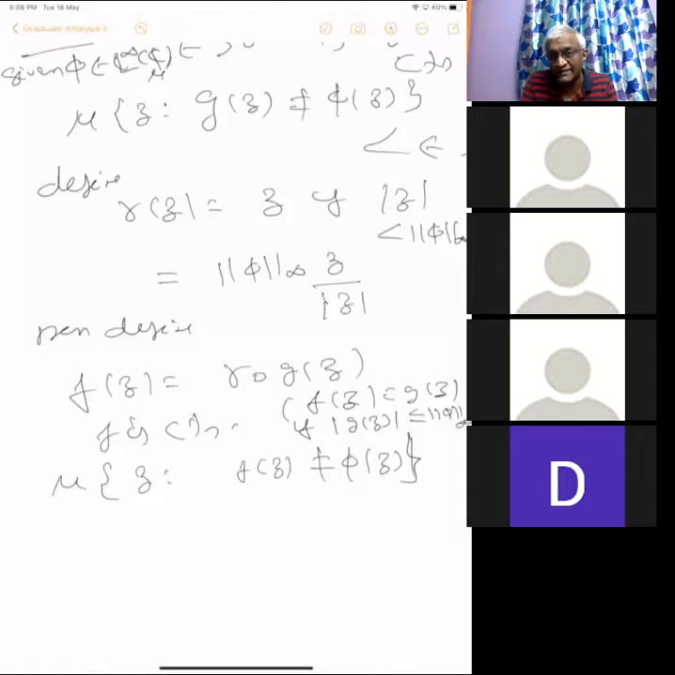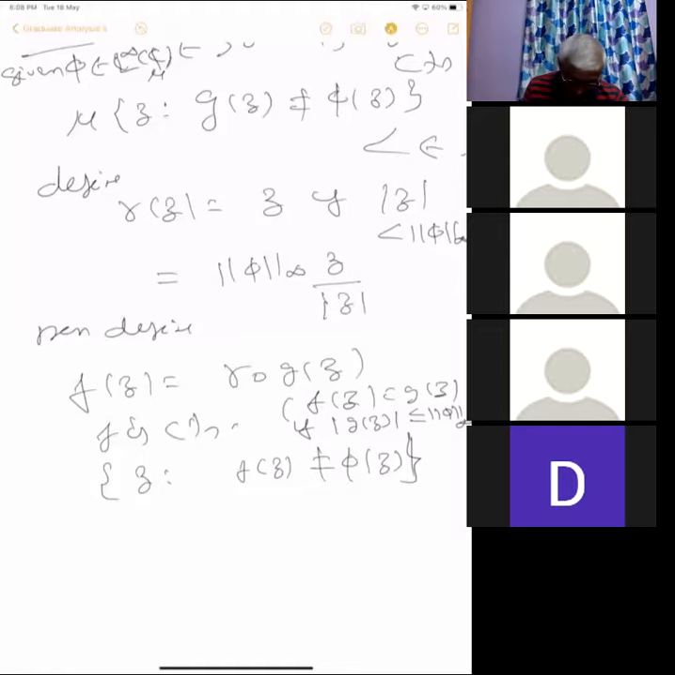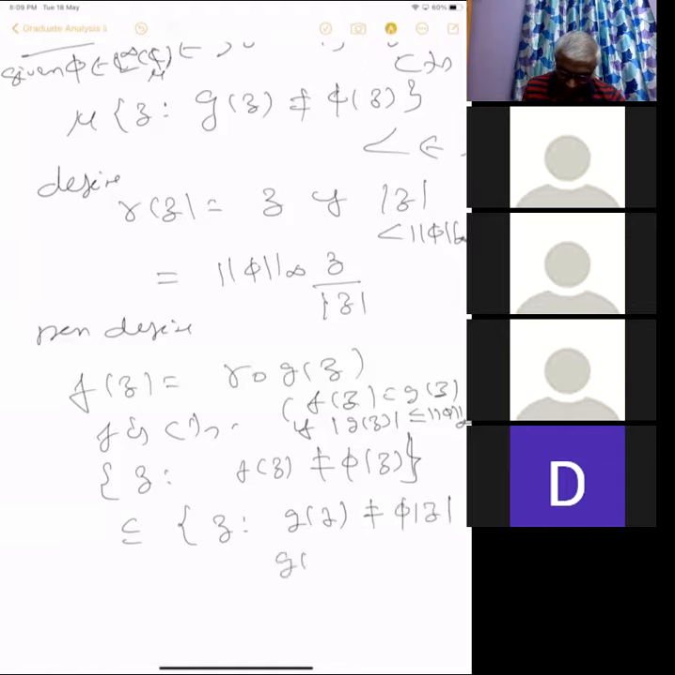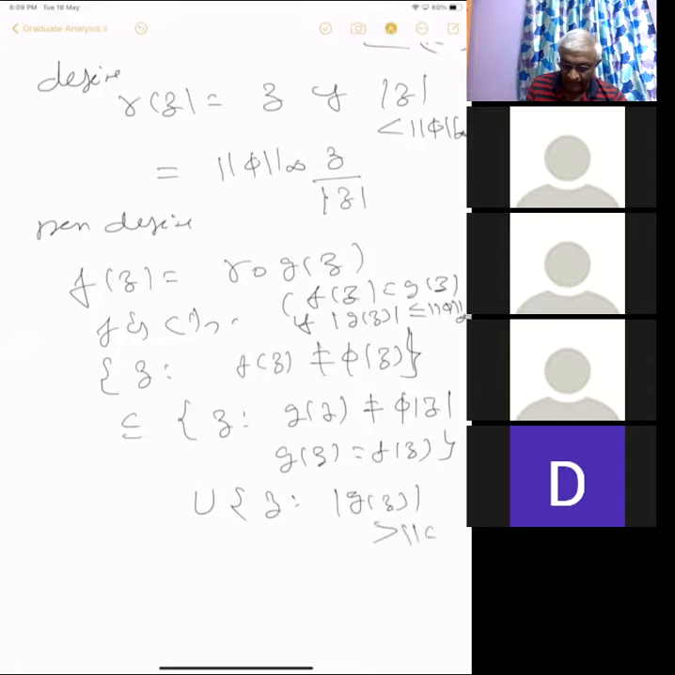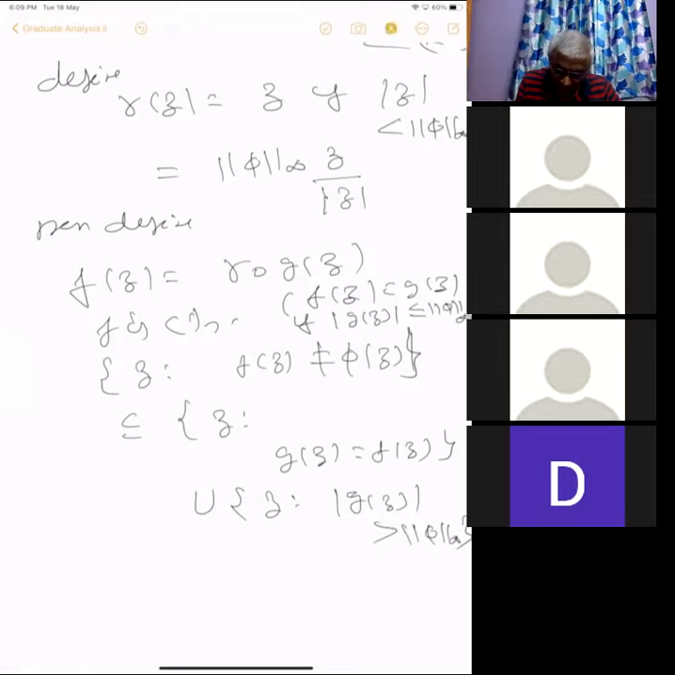But wherever g of Z is not equal to phi of Z, that set has measure 0. Let us take this set. It is contained in the set of all Z such that g of Z is not equal to phi of Z, union the set of Z such that mod g of Z is greater than norm phi infinity. Because when mod g of Z is less than or equal to norm phi infinity, g of Z is equal to f of Z.